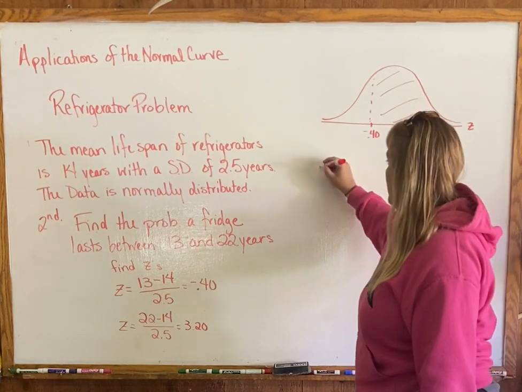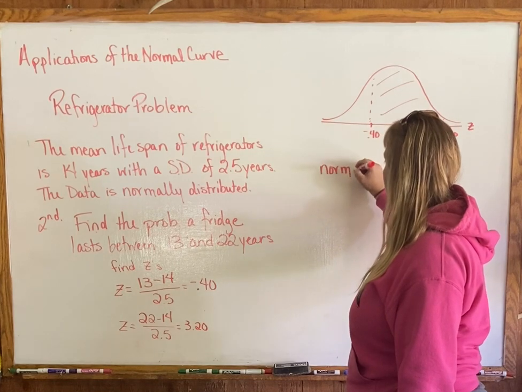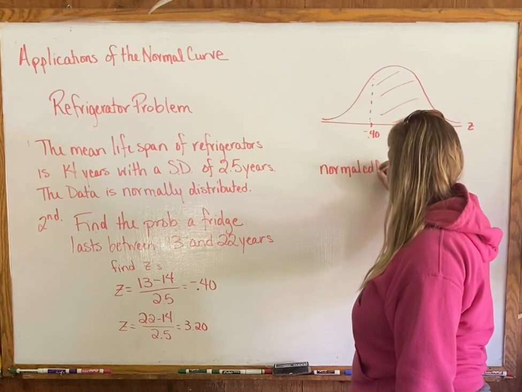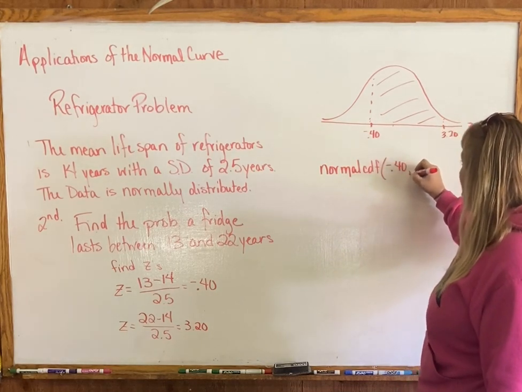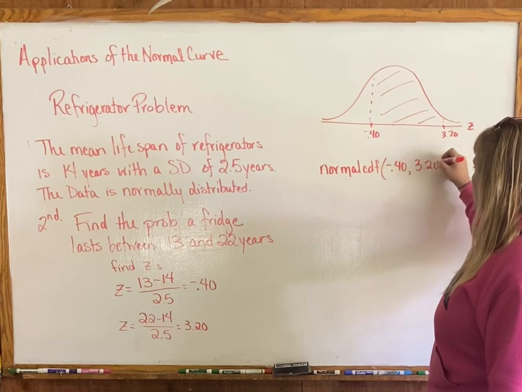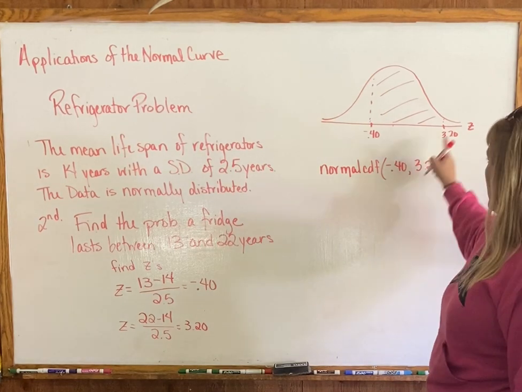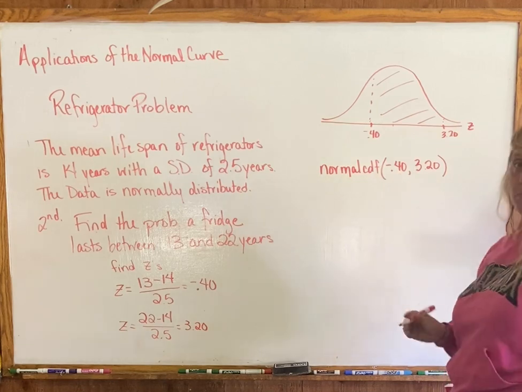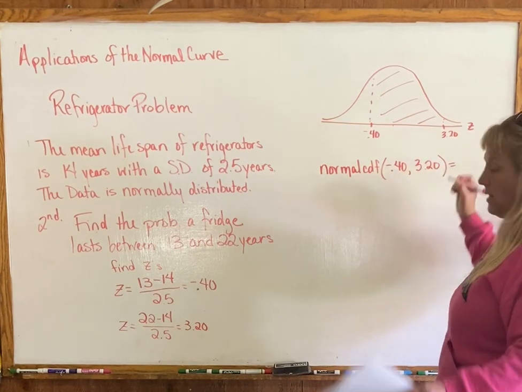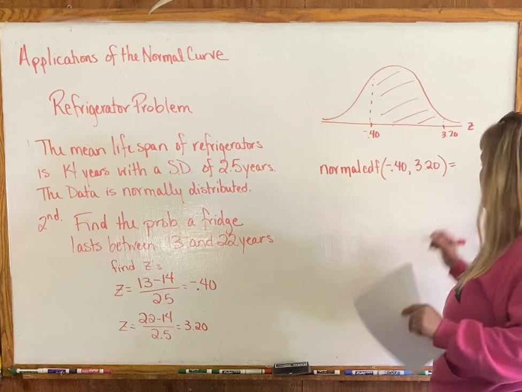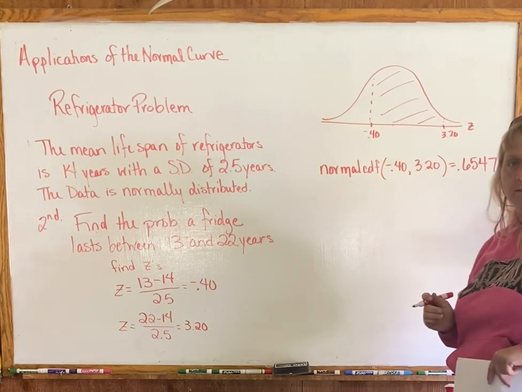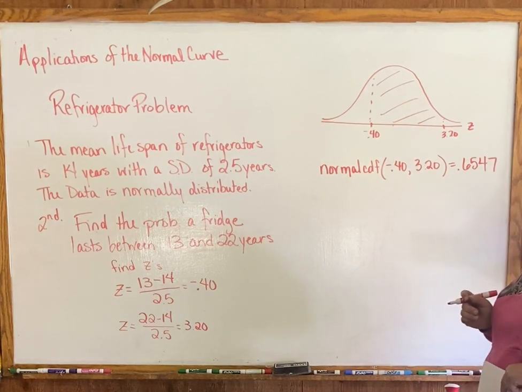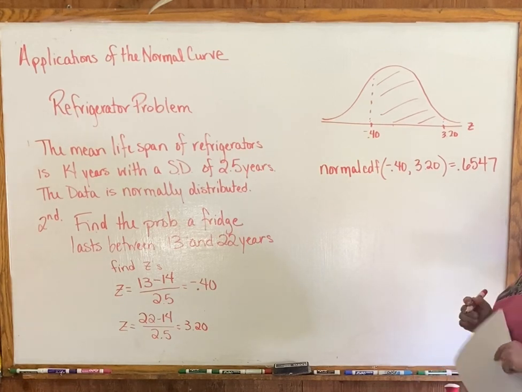So on this one, you're going to go to your normal CDF. And we're going to start at the negative 0.40, comma, 3.20. Okay, so this time we have endpoints on either end, so we just put on our endpoints. And hopefully what pops out is 0.6547. Okay, plug that into your calculator. See if that's what you get.